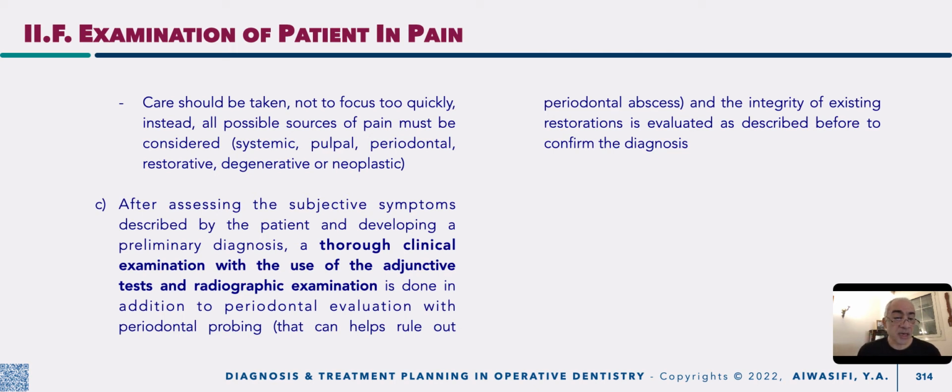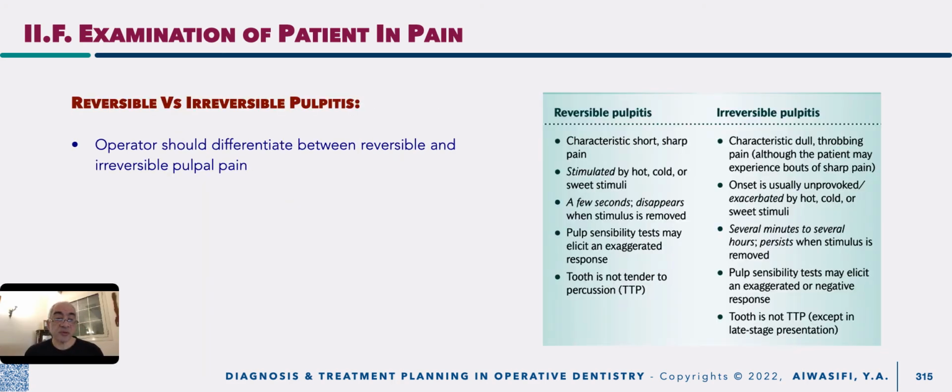diagnosis. A thorough clinical examination with the use of all adjunctive aids available to diagnose the condition, especially radiographic examination, is done. In addition, periodontal evaluation with periodontal probing can help to rule out a periodontal abscess especially, and the integrity of existing restorations is evaluated, as described before, to confirm your diagnosis. Most probably, a patient in pain may have a case of reversible or irreversible pulpitis.